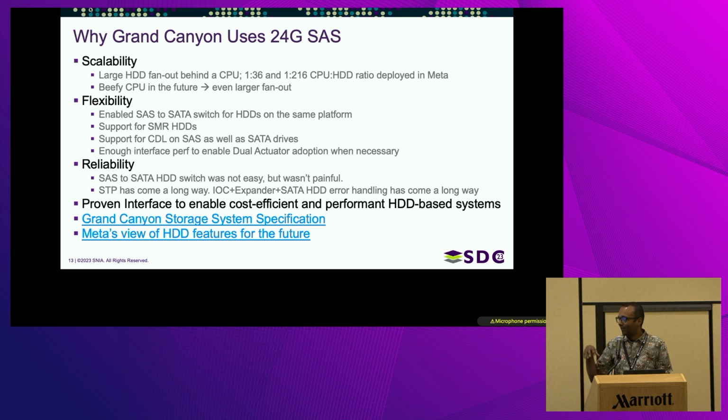Given all of that, SAS is definitely something that enables a cost-efficient and a performant platform. Forgot to touch on performant. It also enables dual actuator adoption when we deem it is necessary. That's one of the reasons we put in 24 gig SAS. If we didn't foresee a need for it, we would probably be okay with 12 gig as well.